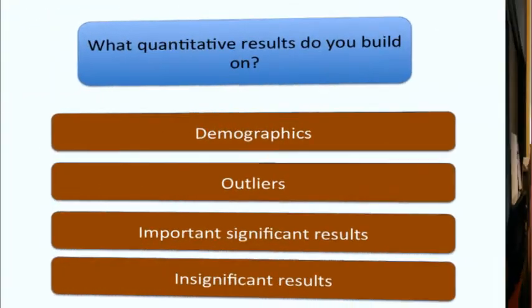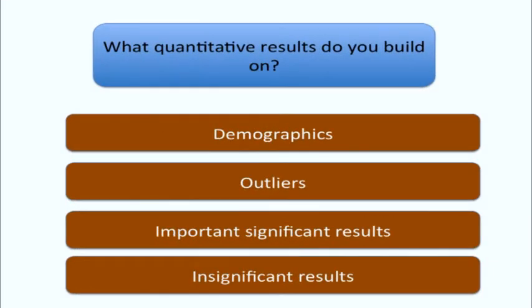This challenge of deciding what quantitative results to follow up on or to build on in your qualitative phase. You could look at demographics, you could look at outliers, extreme cases, important significant results, maybe insignificant results, results that you thought might have been important as you did your quantitative analysis. You could follow up qualitatively in these four areas.